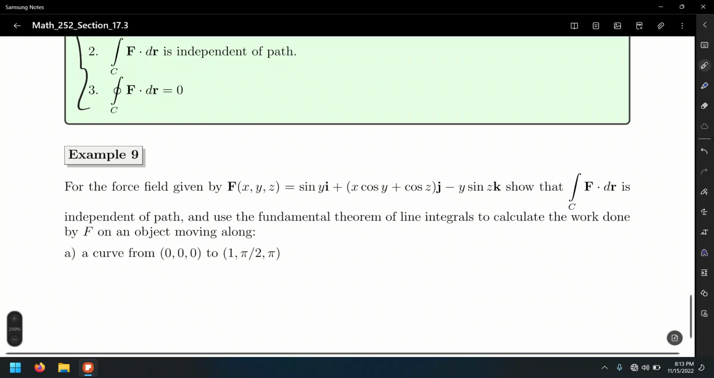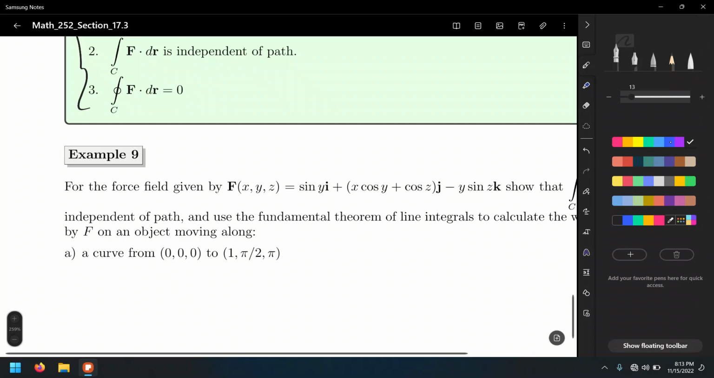So let's see what about this one? Okay, so that's a check for independence, and use the fundamental theorem if it is independent, to calculate the work done by F on moving an object along the point from the origin to 1, pi halves, pi. All right. So as usual, let's list f, g, and h, rather.